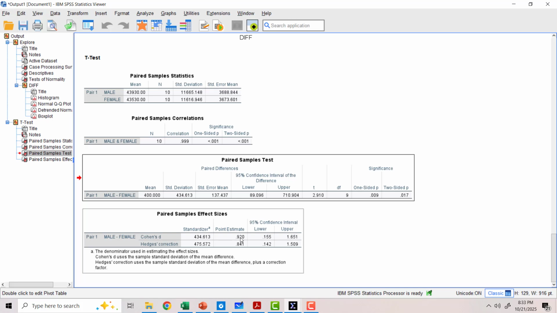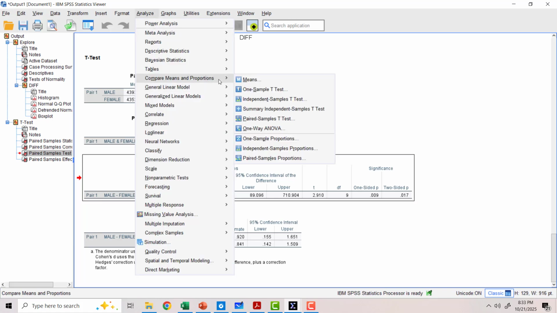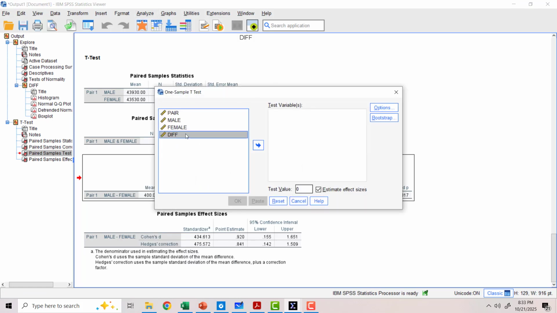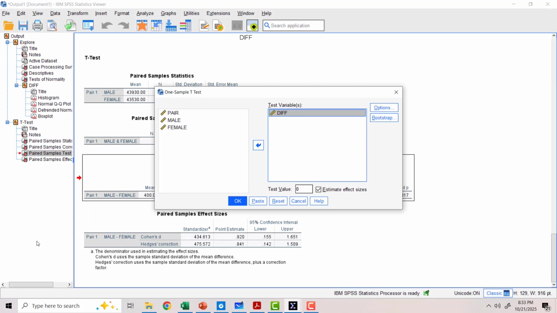Now, never do something once where you can do it in multiple ways. So let's just go to Analyze, again Compare Means and Proportions. Now we're going to do a one sample t-test. And remember I said, the paired sample t-test is really just a single sample on the differences, but our null hypothesis is the difference is 0. So the equivalent of mu0 is 0.